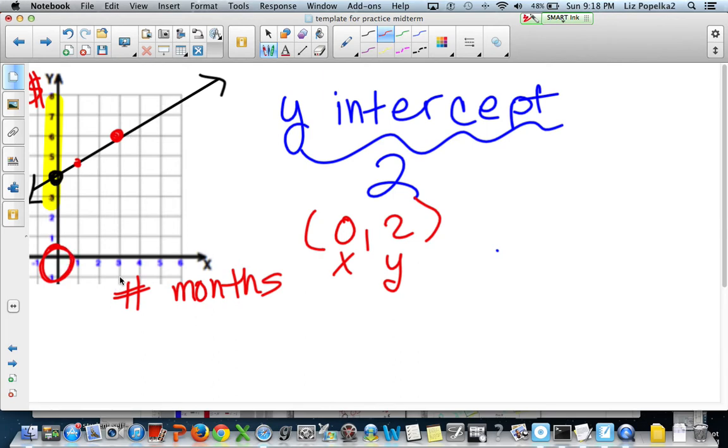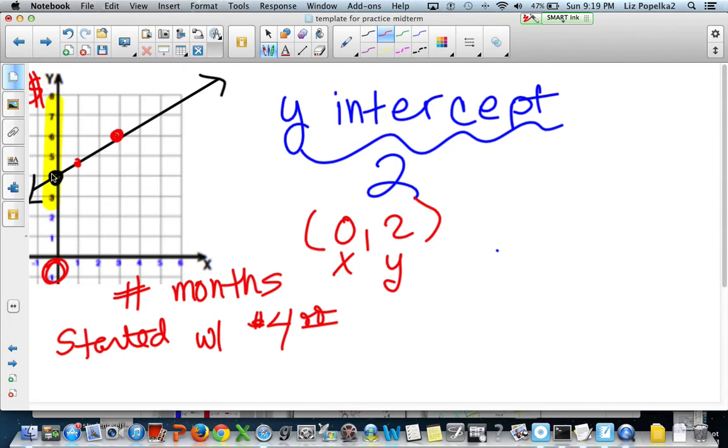But bottom line, if this x-axis represents the number of months that you deposited money, and this represents the amount of money you have in your account, at 0 months, so you haven't actually started putting money into your account yet, you already had $1, $2, $3, $4. So that must mean that you started with $4 in your account. Before you even started putting money into your account, you started with 4.